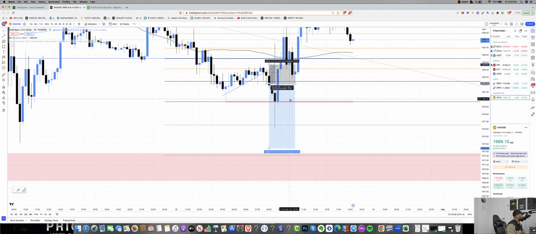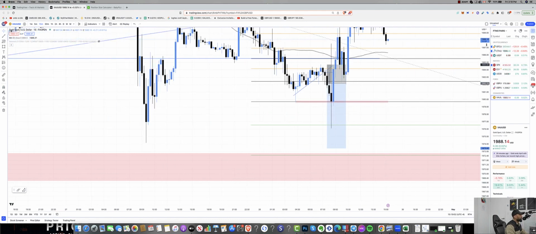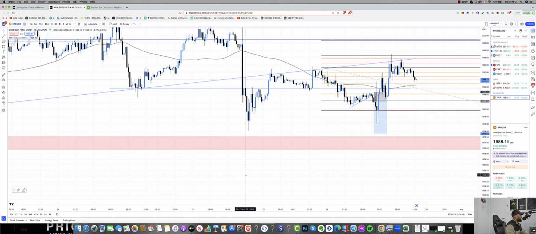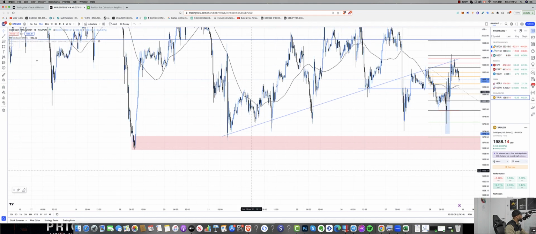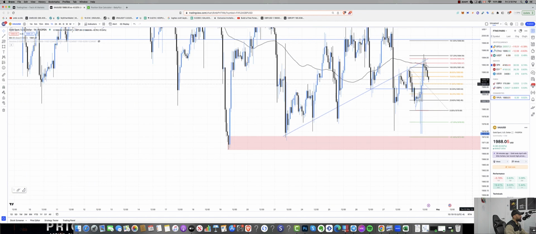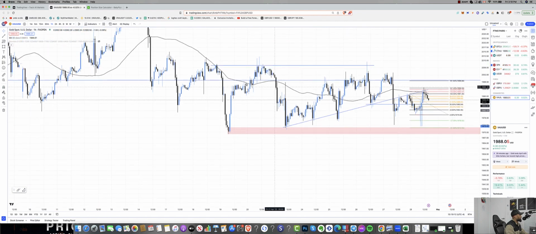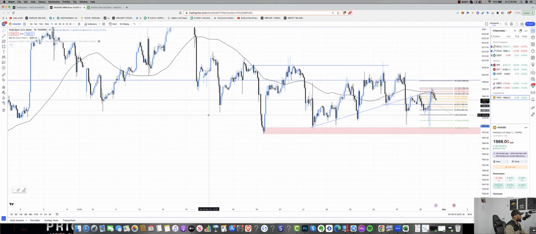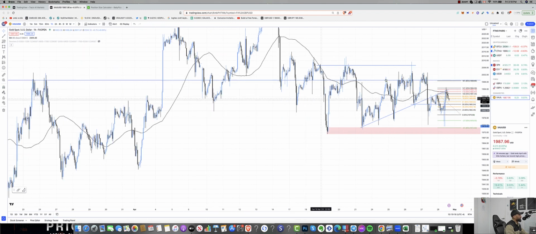Alright guys, so right now we are looking at gold, and let's just look at the current market structure of gold. We're pretty much just ranging in this area, nothing really crazy. Hitting highs here, ranging just in between here.